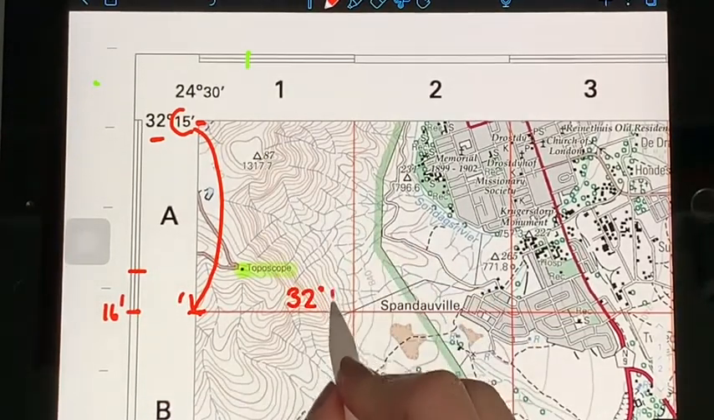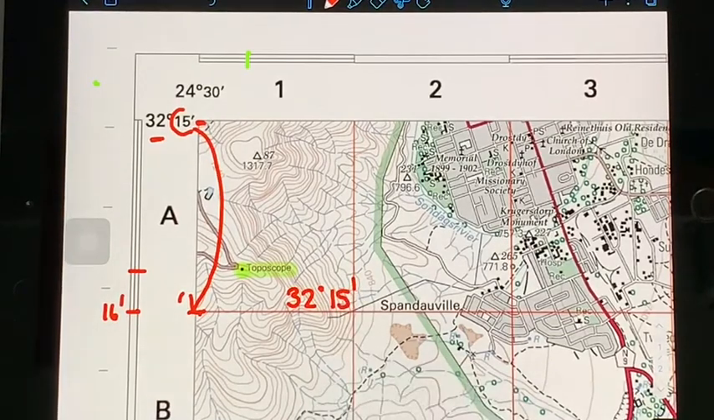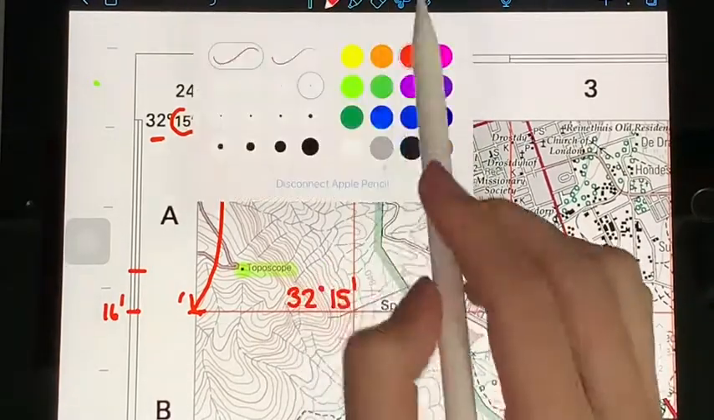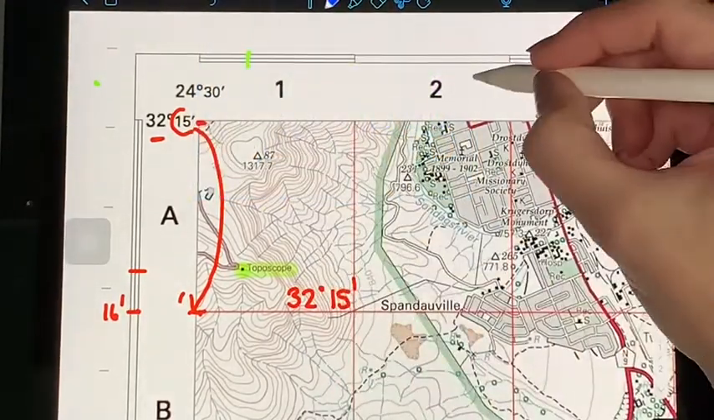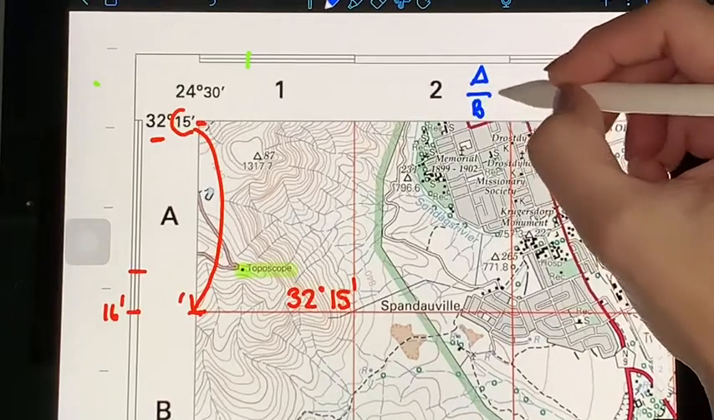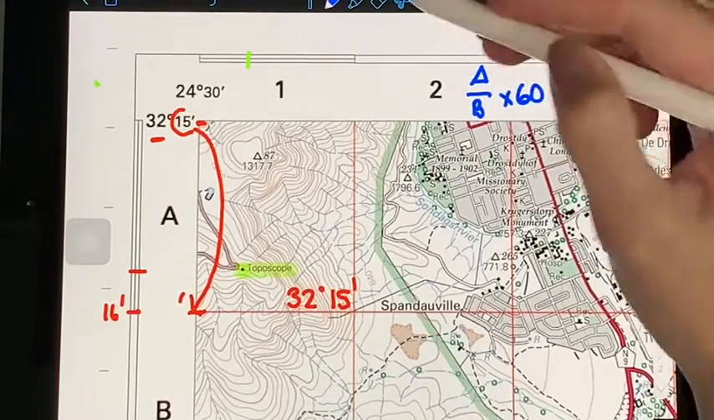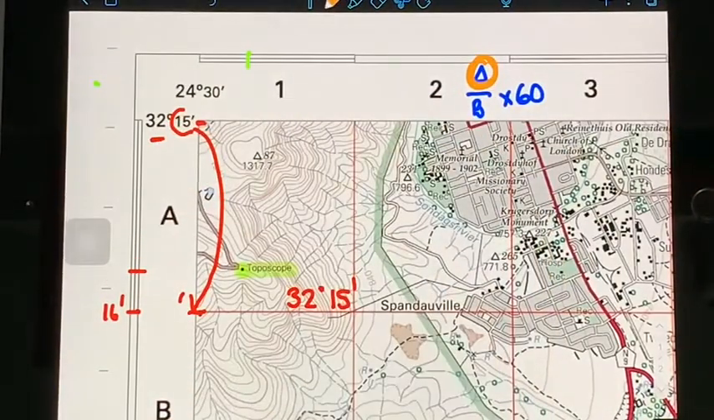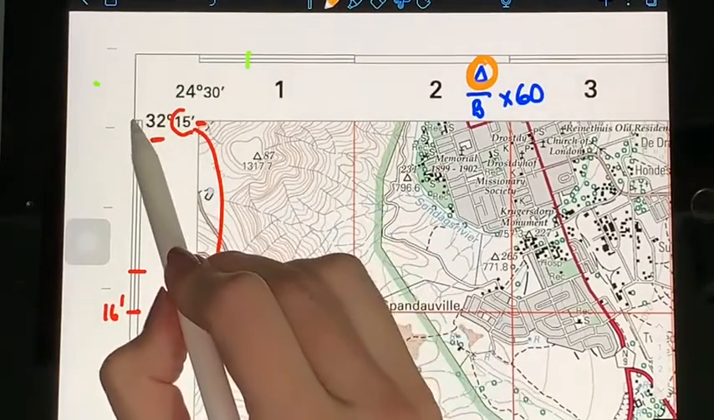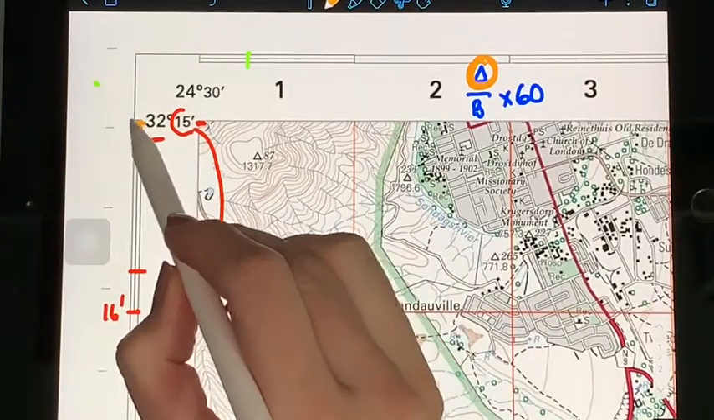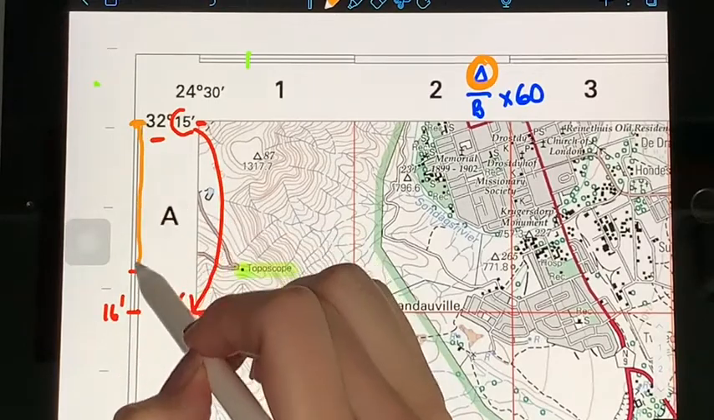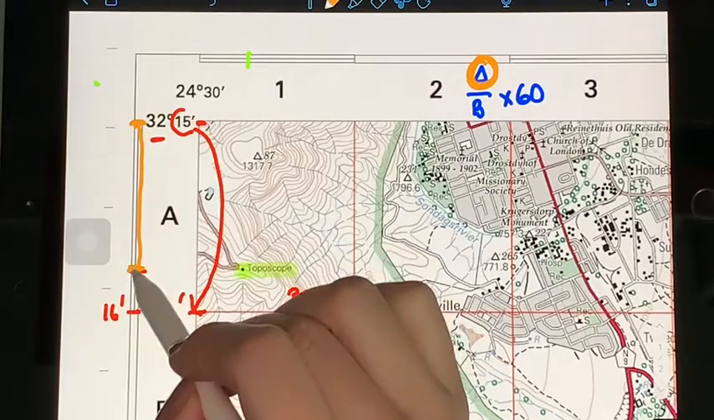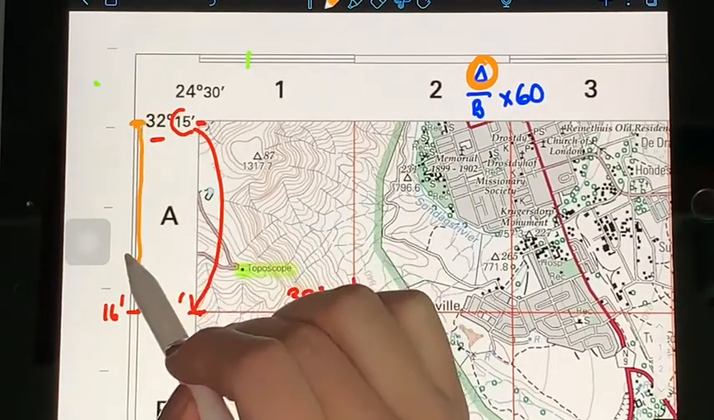And so it is in the 15-minute category. Then to find the actual seconds, you need to apply a formula. The formula that I use is A over B times 60. Now A is going to be represented by a distance, a measurement along the margin. You measure from the start of the minute block to your actual line that you marked for your feature, and you measure down in centimeters.